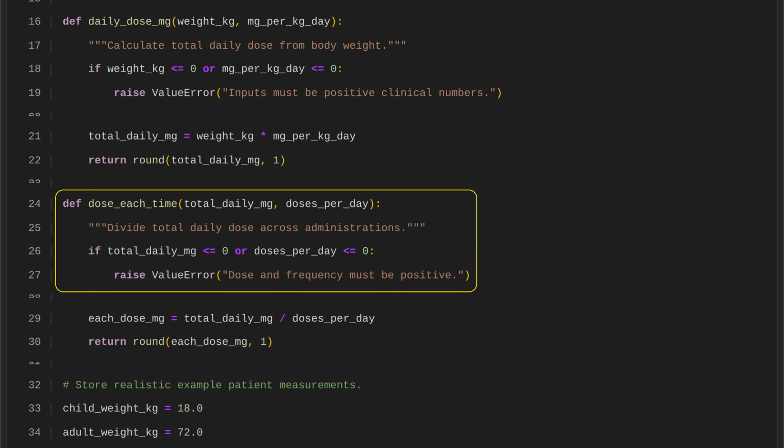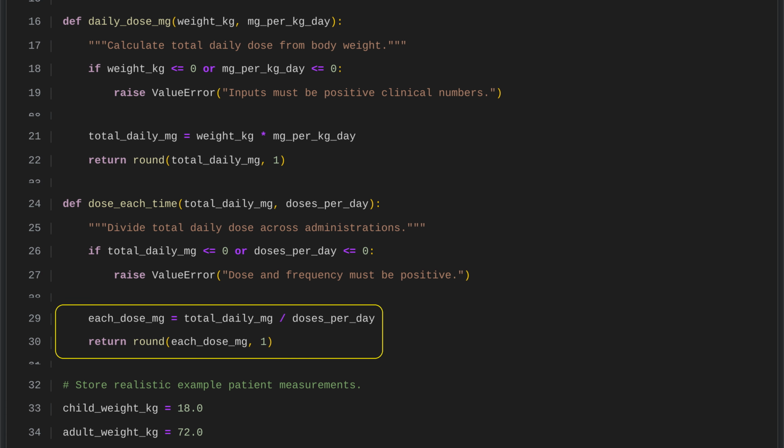The dose each time function calculates the amount of medication for each dose by dividing the total daily dose by the number of doses per day. Before calculating, it checks that both inputs are positive. If either value is 0 or negative, it raises an error to prevent invalid or unrealistic dosing results. The code finds the dose for each administration by dividing the total daily dose by the number of doses per day. This helps spread the medication evenly across the day, and the result is rounded to 1 decimal place for consistent dosing.